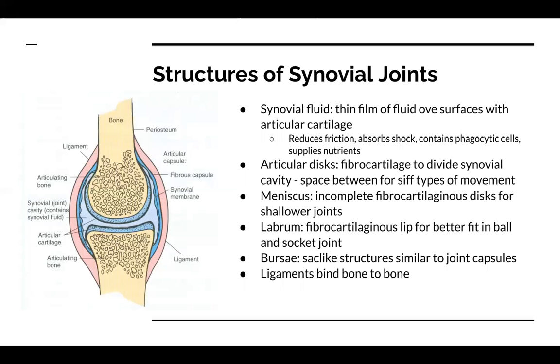And your articular discs are basically just fibrocartilage that divide your synovial cavity, and it's space for your different types of movement, so it allows for extension and flexion and different movements. Another structure is the meniscus, an incomplete fibrocartilaginous disc located in shallower joints. Your labrum is a fibrocartilaginous lip to allow for a better fit between the bones in a ball and socket joint. The bursa is a sac-like structure, similar to joint capsules, and it's only in certain bones.